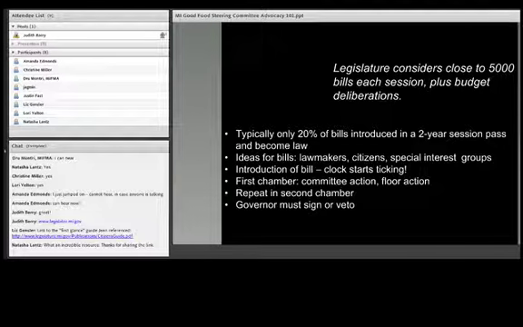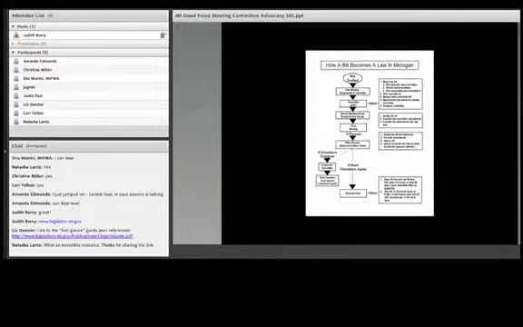Now, when we look at what really matters in the legislature, you need to have 56 votes in the House minimum, 20 minimum in the Senate, and then that magical 1, which is the governor's signature.